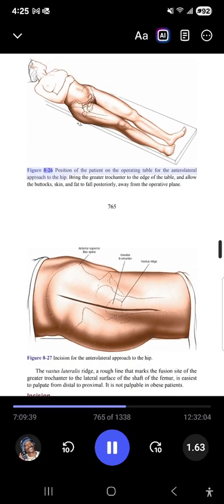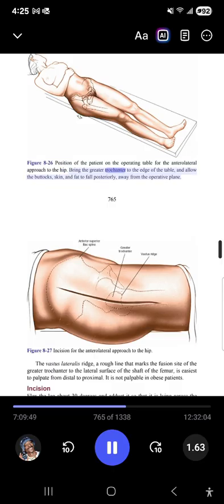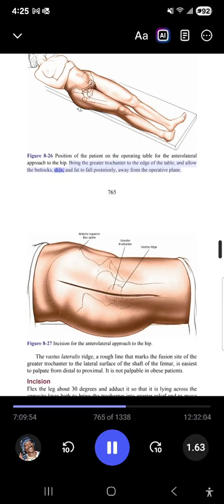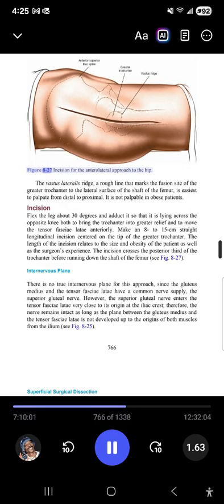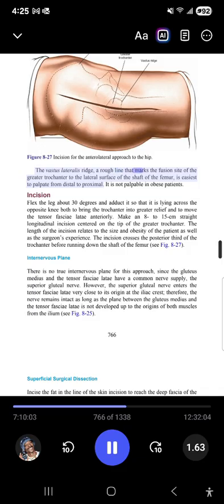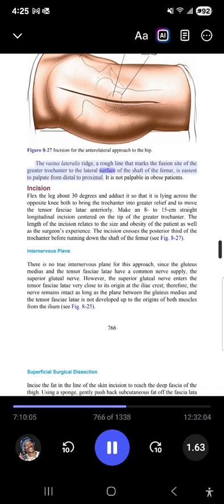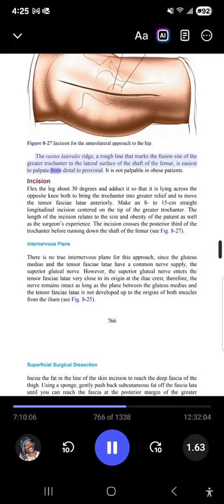Figure 8-26. Position of the patient on the operating table for the anterolateral approach to the hip. Bring the greater trochanter to the edge of the table and allow the buttocks, skin, and fat to fall posteriorly, away from the operative plane. Figure 8-27. Incision for the anterolateral approach to the hip. Vastus lateralis ridge, a rough line that marks the fusion site of the greater trochanter to the lateral surface of the shaft of the femur, is easiest to palpate from distal to proximal. It is not palpable in obese patients.